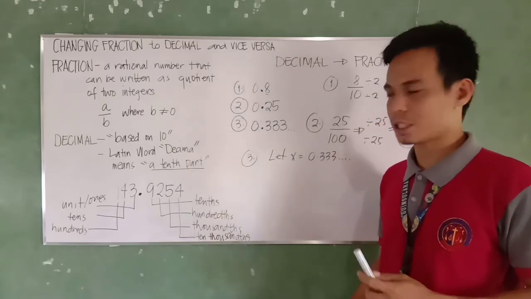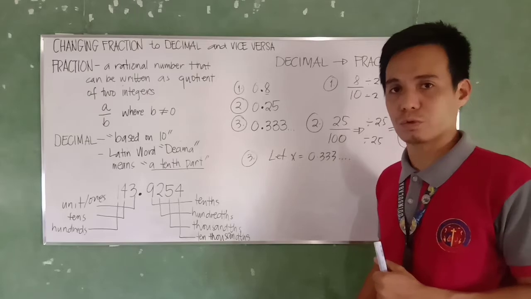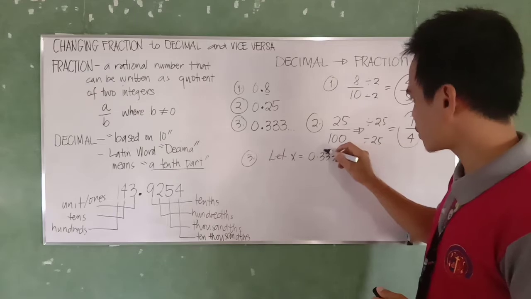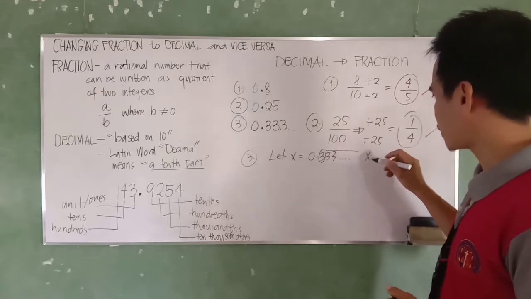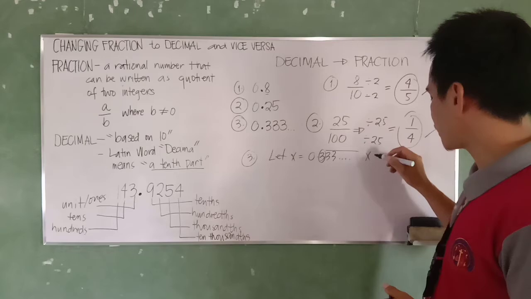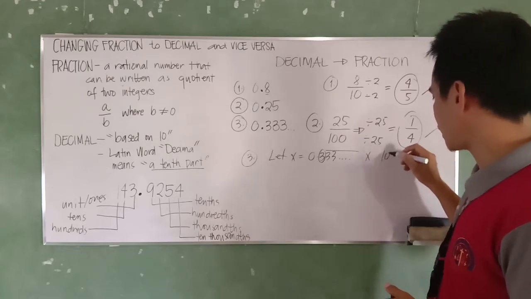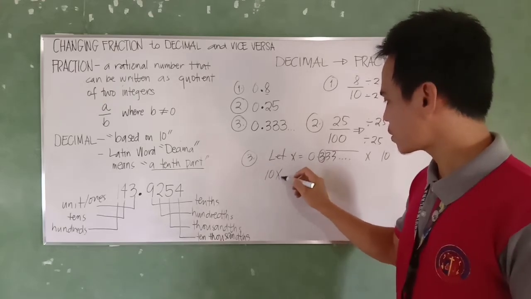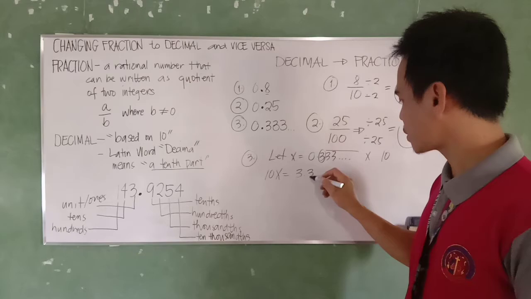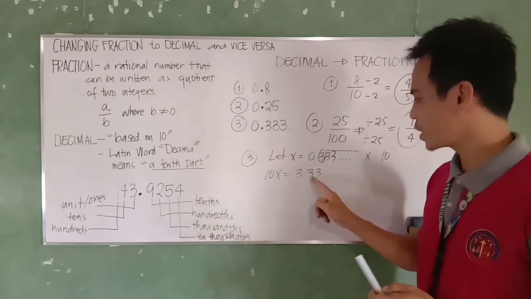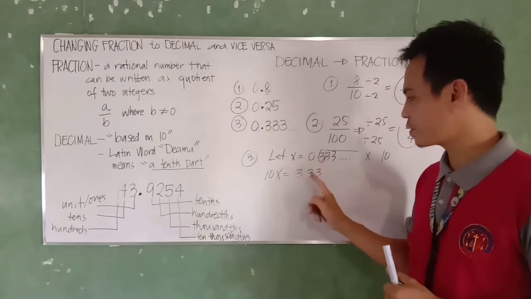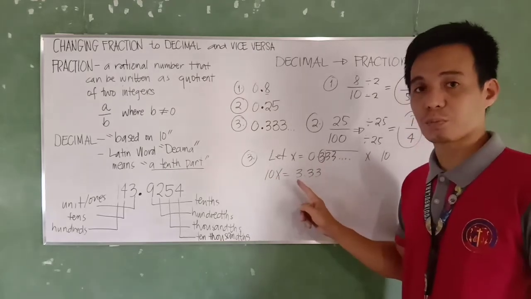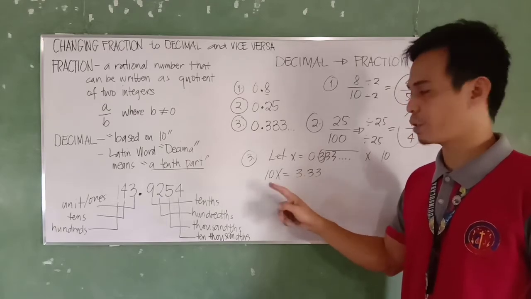And then, susundan natin, titignan natin is kung ilang number yung umuulit. So, ilang number yung umuulit dyan? Isa. So, therefore, since isa yung umuulit, we have to multiply your x by 10. Times 10. Okay? So, therefore, we have 10x is equal to 3.33. Kukuha tayo ng isang place value dyan. Then, we have to multiply by 10. Kasi isang number lang yung umuulit.